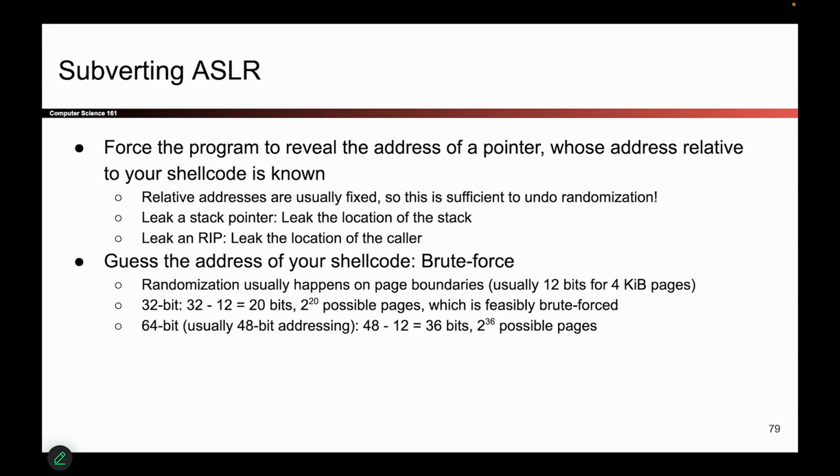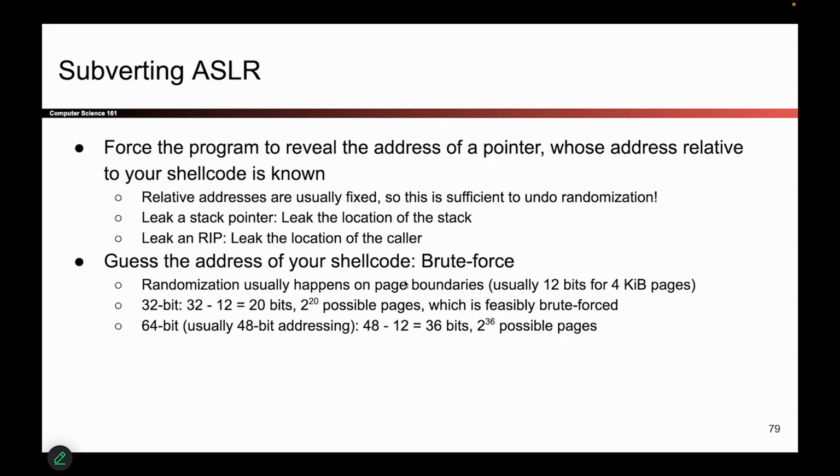But just like all the other memory safety mitigations, there are some ways to subvert ASLR. So the two ways that we will talk about are leaking addresses and guessing addresses. So let me start with guessing, because that's kind of the easy one. Just like how you could guess the value of the canary, you can also guess the addresses of your shellcode. So when you write shellcode into memory, you don't know exactly the address of where you put it, but you can just try a bunch of times and guess until you get it right.